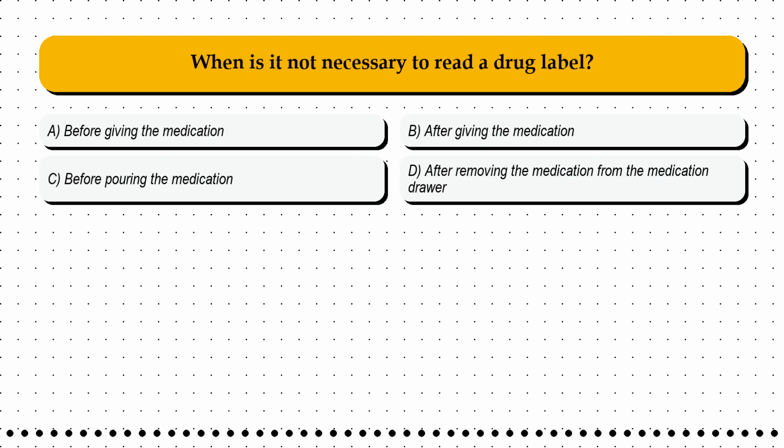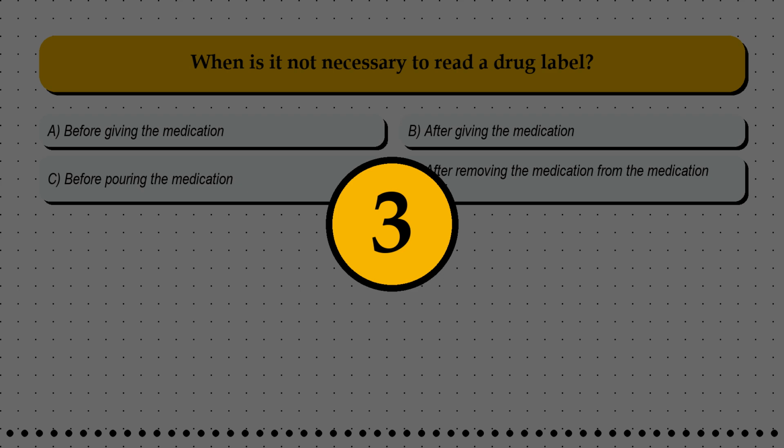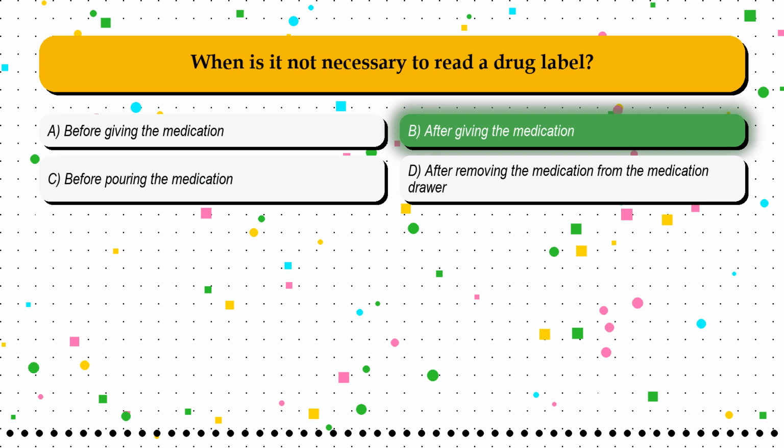Question 85. When is it not necessary to read a drug label? Option A, before giving the medication. Option B, after giving the medication. Option C, before pouring the medication. Option D, after removing the medication from the medication drawer. The correct answer is option B, after giving the medication.